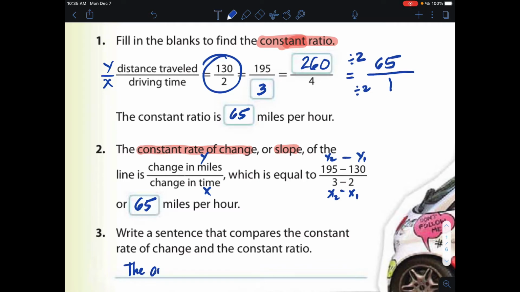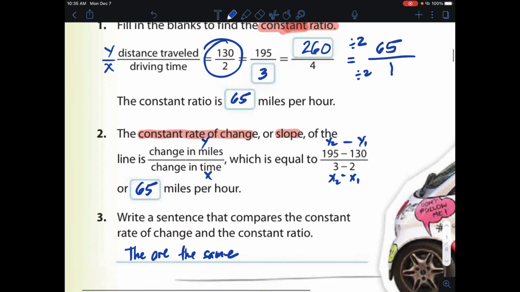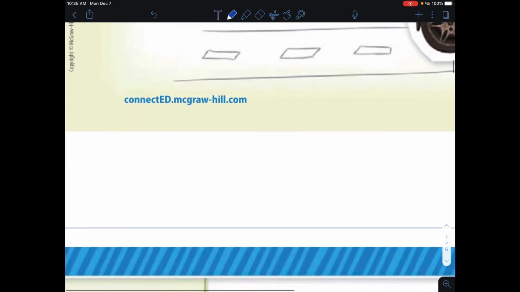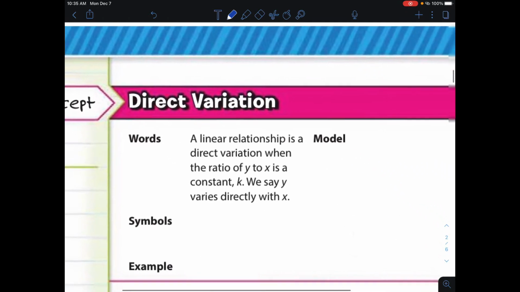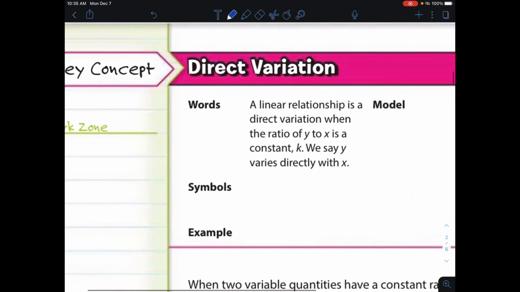They are the same. So the constant rate of change and the constant ratio are basically one and the same thing. Okay?